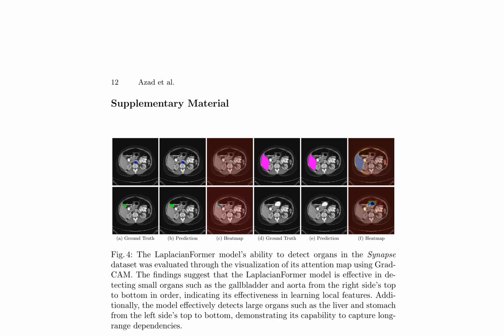The attention maps generated by GradCam provide insight into the model's decision-making process, highlighting the regions of the input image that contribute most to the predicted organ labels. The Laplacian-Former model's performance in detecting organs of varying sizes demonstrates its robustness in learning hierarchical representations of anatomical structures.